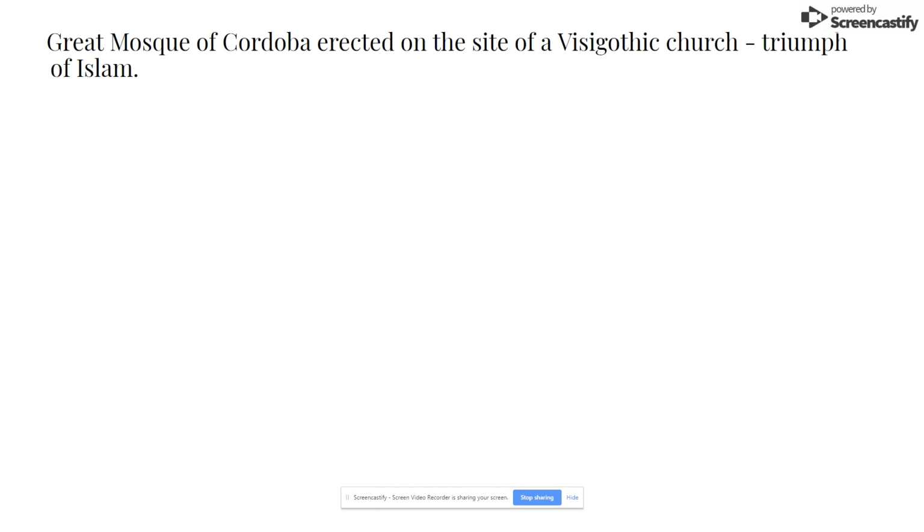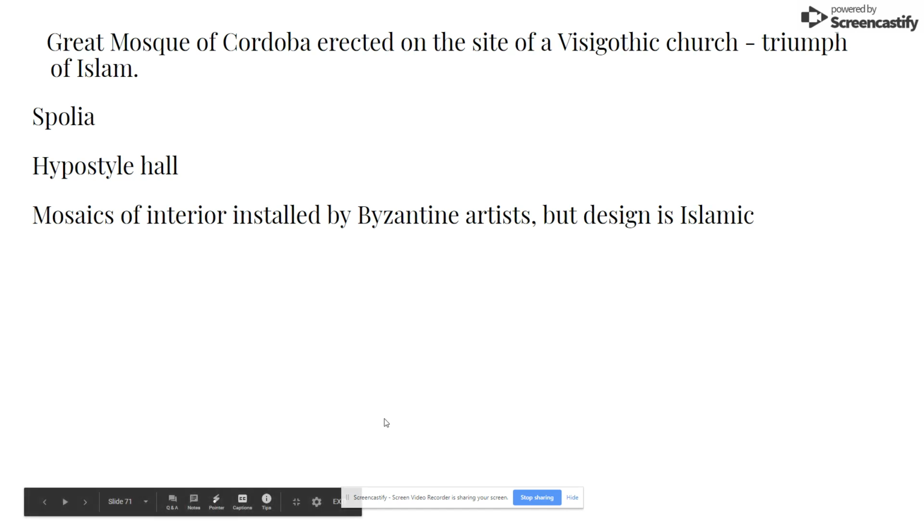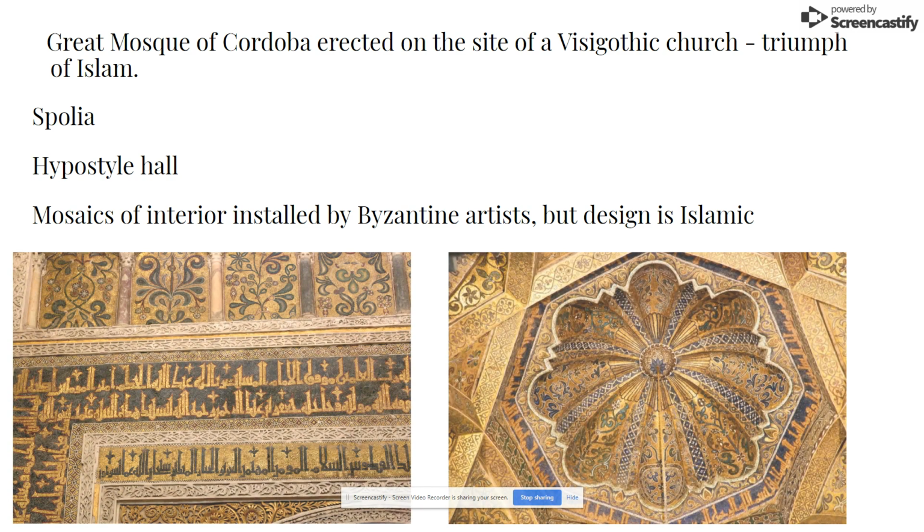So essentially, with this piece, we have the idea of the triumph of Islam because it's erected on what used to be a Christian church. Of course, that site also once held a Roman temple, right? I've mentioned the spolia, mentioned the hypostyle hall. The mosaics of the interior, okay? Now, I've mentioned Byzantine art, talked about mosaics, we've looked at some mosaics, San Vitale, and there are lots of mosaics in this church, but the design is Islamic.